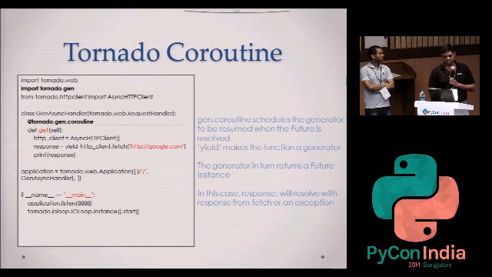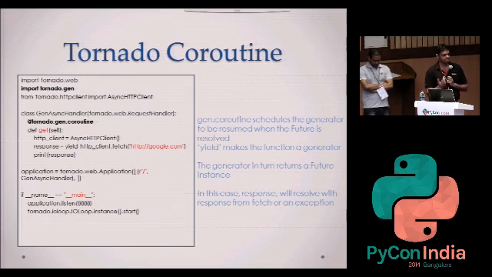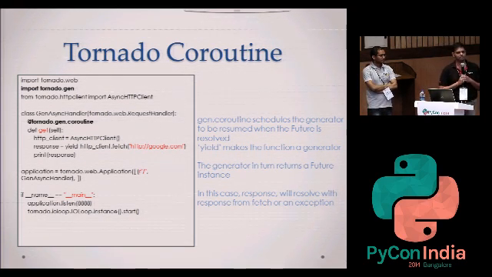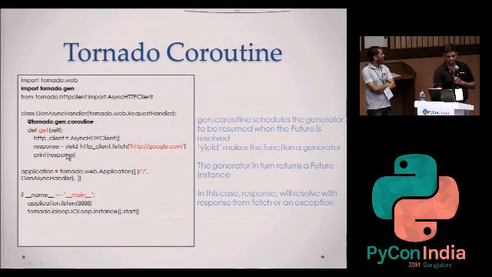So again, how are coroutines implemented in Tornado? In asyncio we use the decorator asyncio.coroutine. We have a similar decorator in Tornado, which is tornado.gen.coroutine. One thing to note here is that instead of yield from, we are using the yield keyword. So this is the yield.